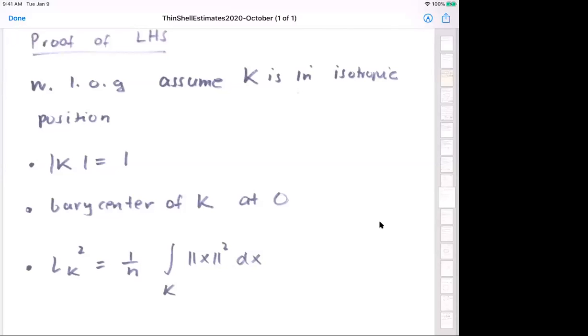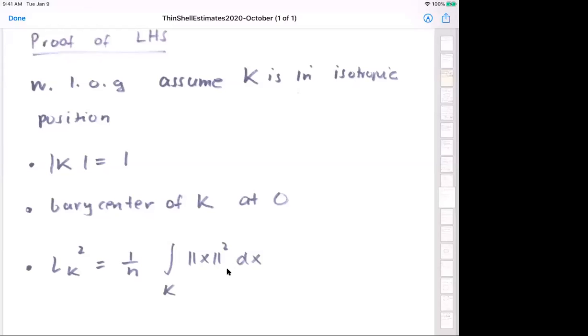What we'll do is put the body in isotropic position. So the volume is 1, the center of gravity will be at 0, and the position is such that the isotropic constant can be computed as indicated here. Oh, I should have said, by these double bars I denote the Euclidean norm on R^n.